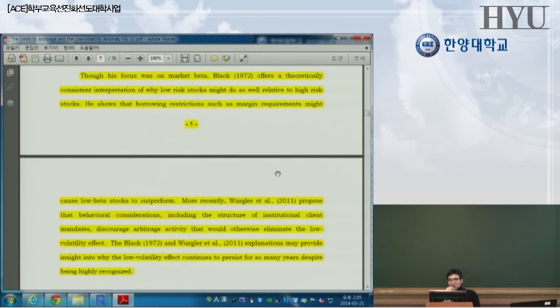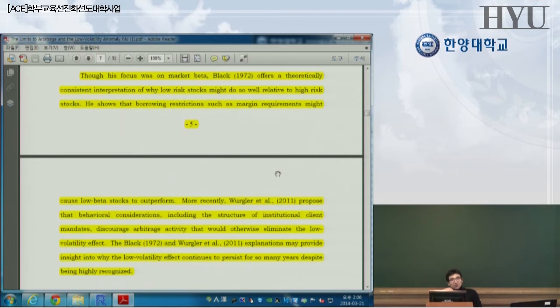That is one explanation. More recently, Wiggler et al. proposed a behavioral consideration. They argue that maybe there is a non-rational behavioral pattern of investors which generates the low volatility anomaly, including the structure of institutional client mandates, which discourage arbitrage activity that would otherwise eliminate the low volatility effect. The Black and Wiggler et al. explanations may provide insight into why the low volatility effect continues to persist for so many years despite being highly recognized.